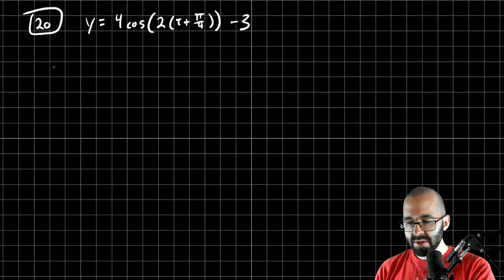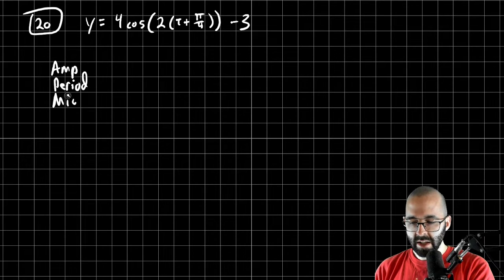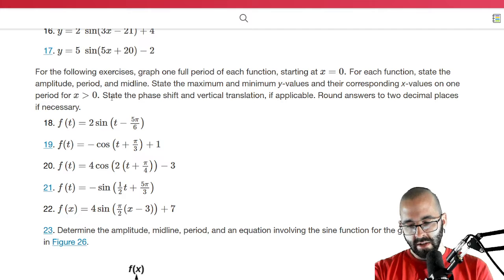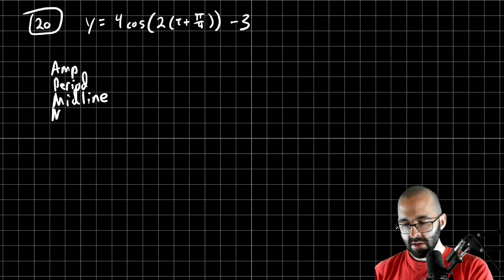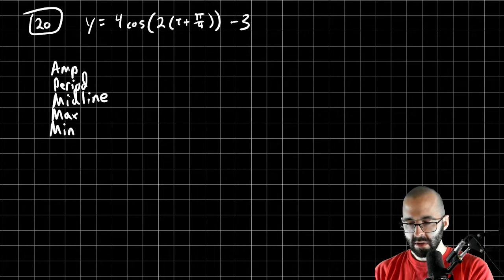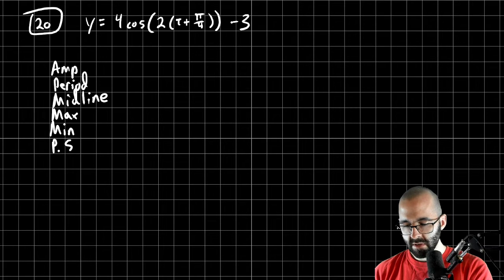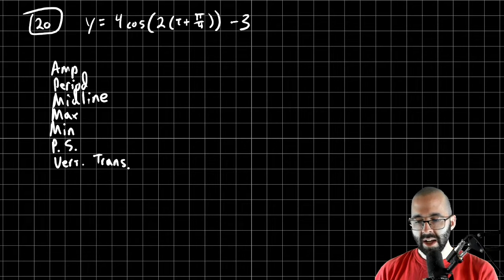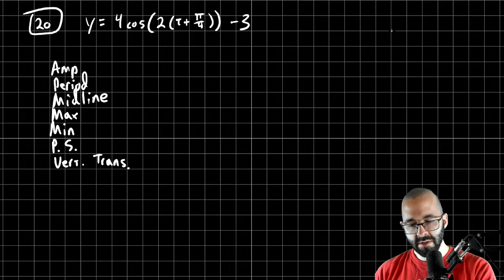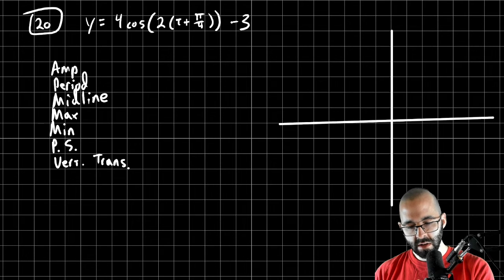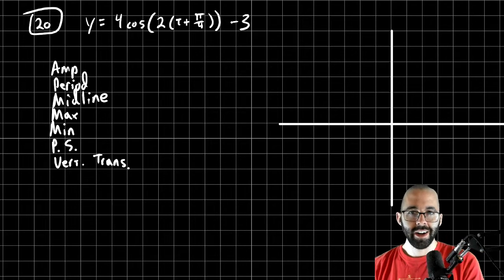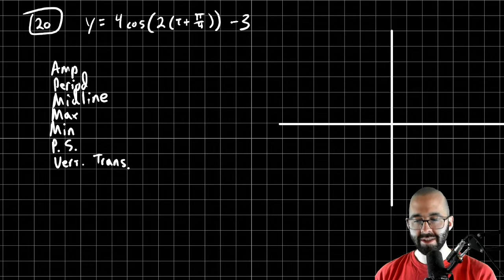All right, and it wants the amplitude, period, the midline, the max and minimum values, phase shift, vertical translation. So a lot of things we need to include here, and a graph. Whew. Okay, let's do it one at a time.